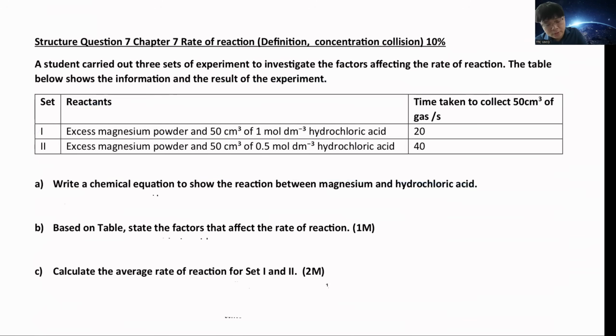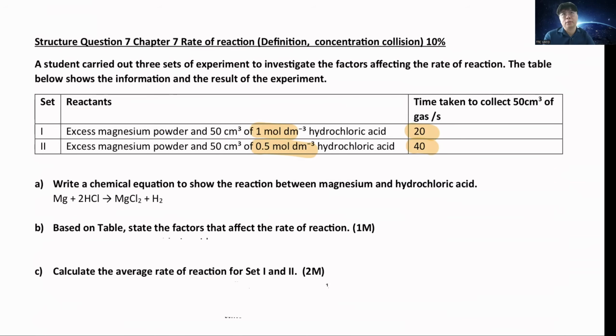But from here, you're able to see the difference is the concentration. At higher concentration, shorter time taken to collect 50 cm³. Lower concentration will take longer time to collect 50 cm³. So write out the chemical equation between these two.